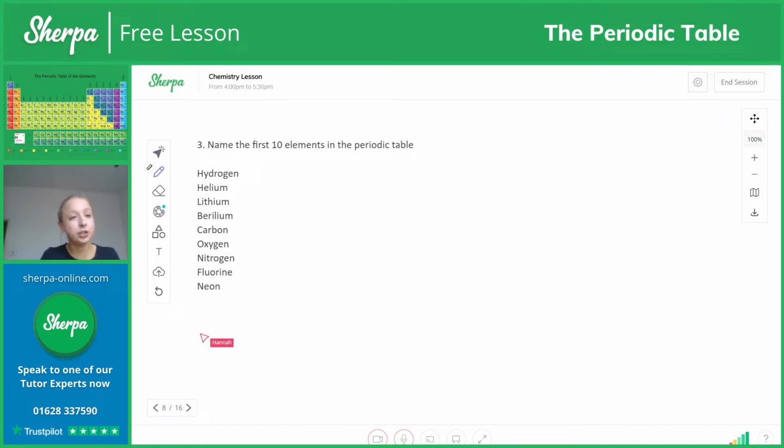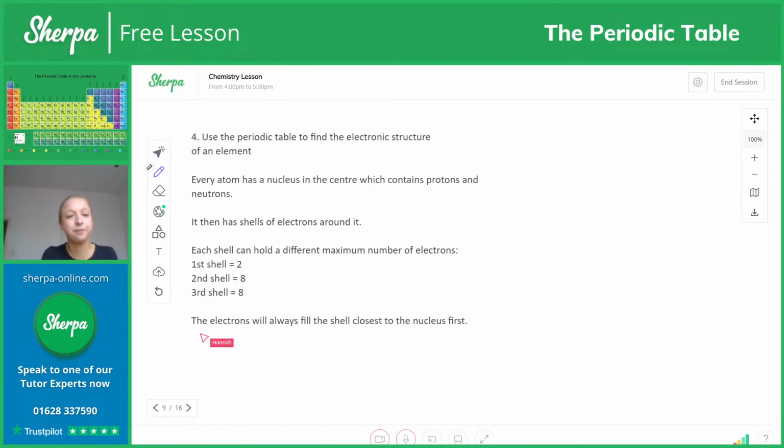You might get a question about that, just getting you to check if you can use the periodic table and you can identify different elements. Again, quite a nice, easy question. So this learning objective is pretty similar to the one we just covered. But we're going to take it a little bit further now. So we're going to use the periodic table to find the electronic structure of an element.